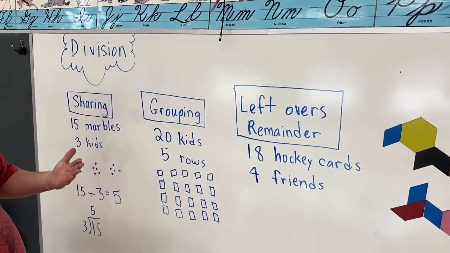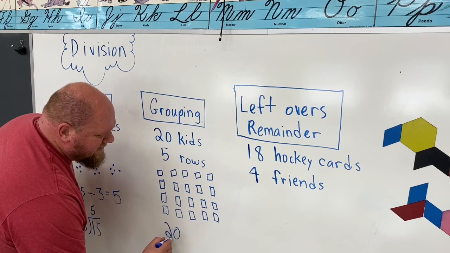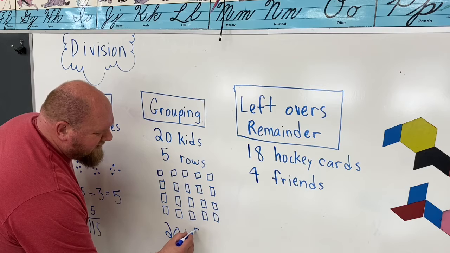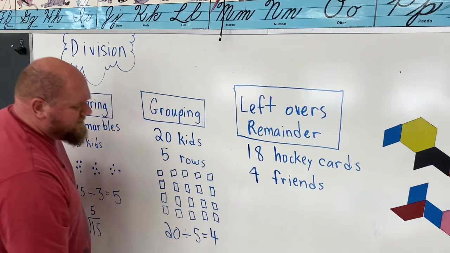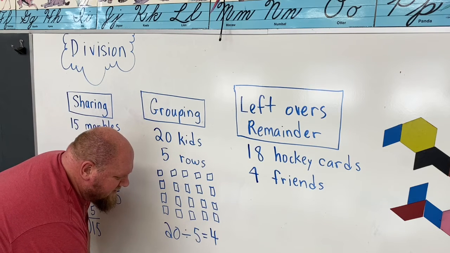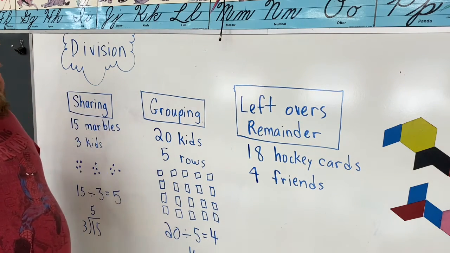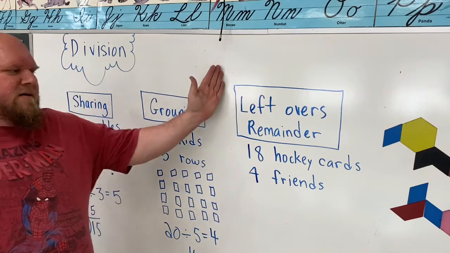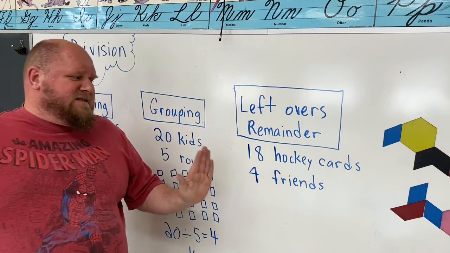Okay, the math question would look like this. 20 divided by 5 equals 4. Or like this. 20 divided by 5 equals 4.